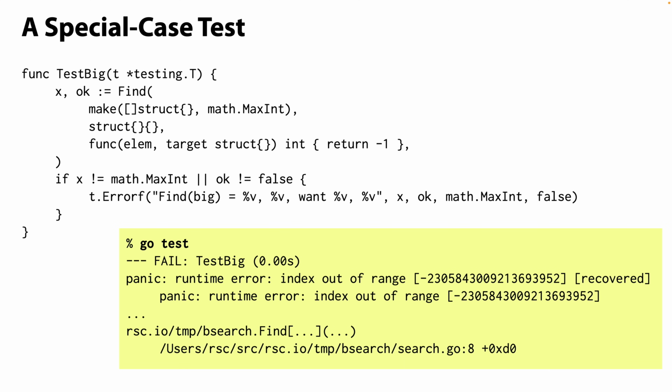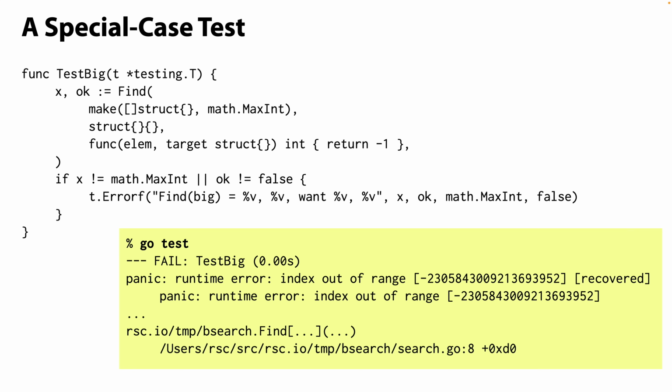To test this case, one possibility would be to write a test that only runs on 32-bit systems and that does a binary search over 2 gigabytes of uint8s. But that's a lot of memory, and we don't have many 32-bit systems anymore. There is a more clever answer in this case, as there often is for testing hard-to-find bugs.